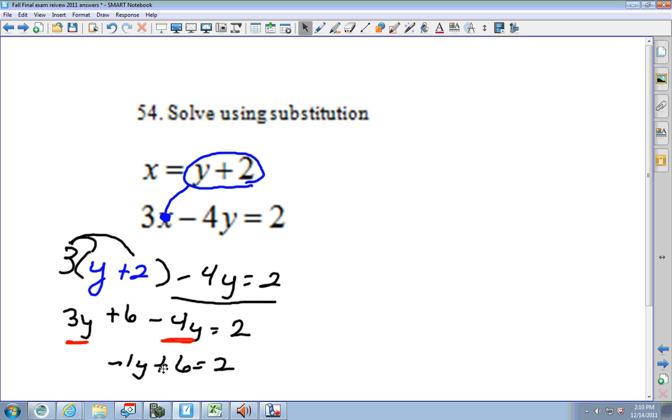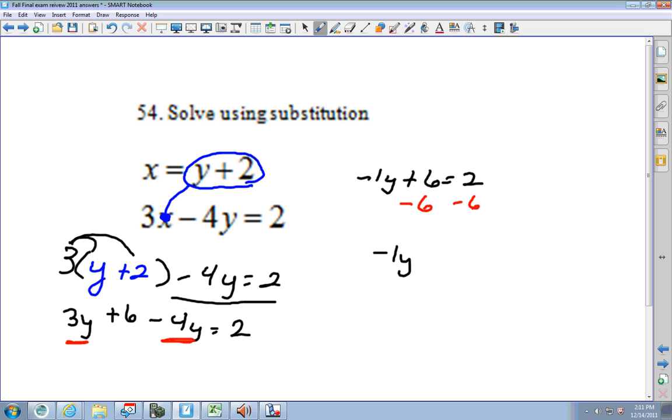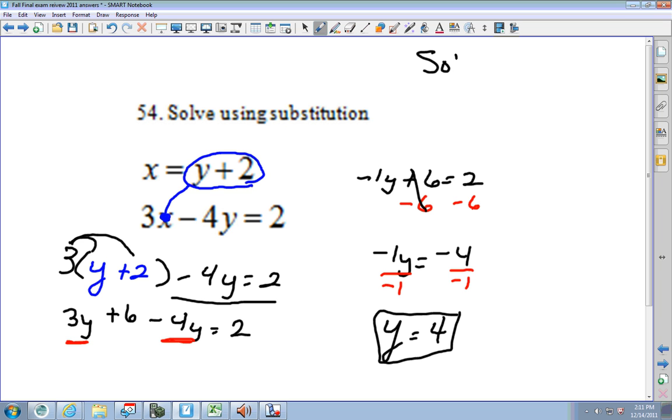Well, let's see if I can move this whole thing up here. There we go. I'm just moving it over so I have room. Now I'm going to subtract 6 from each side. I get negative 1y equals, these cancel, 2 minus 6 is negative 4. Divide by negative 1. A negative divided by a negative is a positive. And negative 4 divided by negative 1 is a positive 4. Well, that's all great. We did all this work, but we're not done.